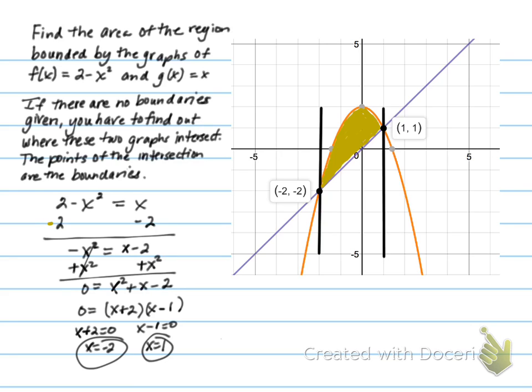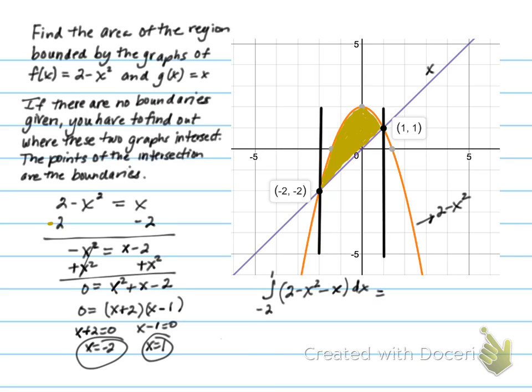So now I just need to set up my integration here. So I have the integral from negative 2 to 1. I remember it's my top curve, which is my orange curve. My orange curve is the equation 2 minus x squared. And then my purple curve is the x curve, y equals x, or g of x is equal to x. So it's going to be my top curve, which is 2 minus x squared, minus my bottom curve, which is x, dx.